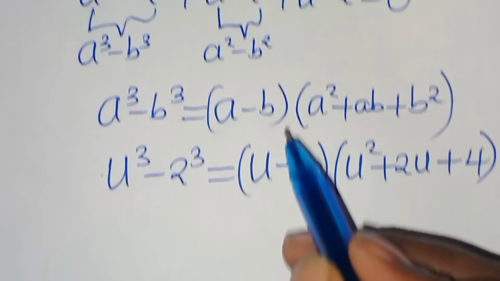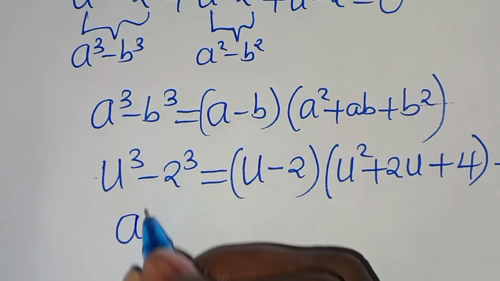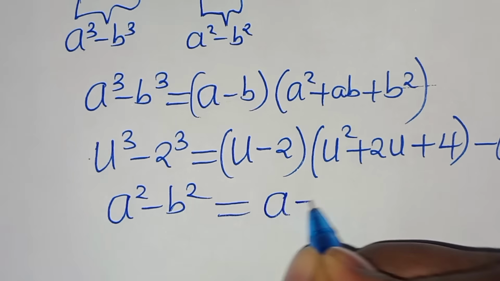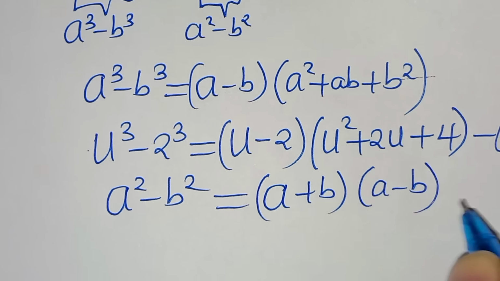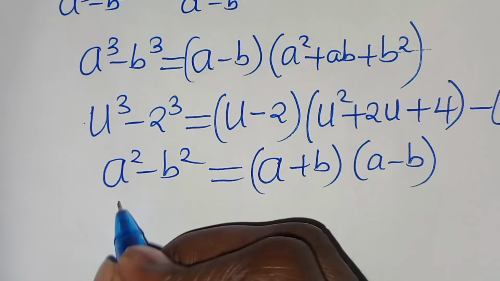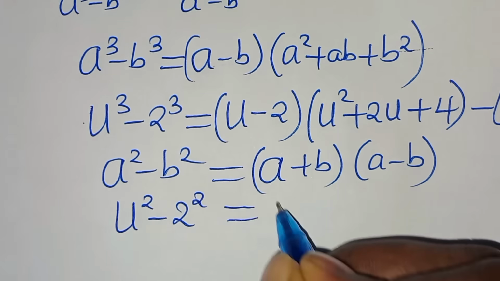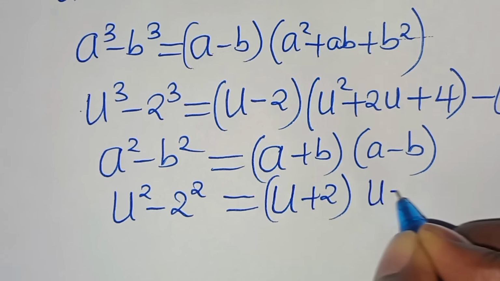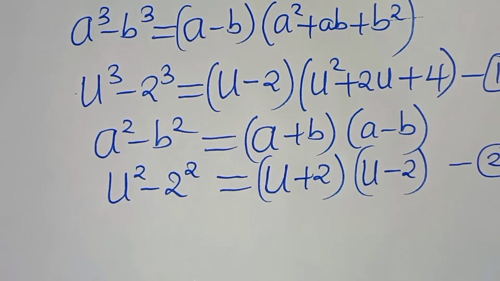Then we have the second part here, which is a squared minus b squared. We can express this as a plus b multiplied by a minus b. So we have that u squared subtract 2 squared can be expressed as u plus 2 multiplied by u minus 2. Now let's call this equation 2.